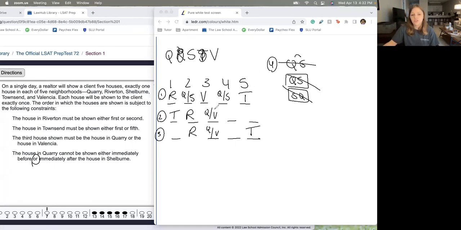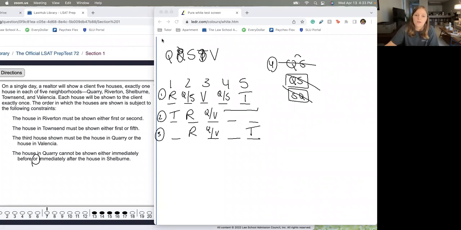Looking at number 2. If I know that Q and S hate each other, I know I have to split them up in some way. So if I think about it, if I put V in 3, that can't work because my 2 empty spaces are next to each other. And putting V in there is going to put Q and S together.